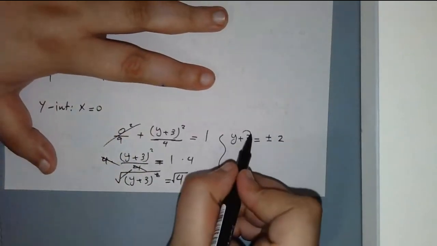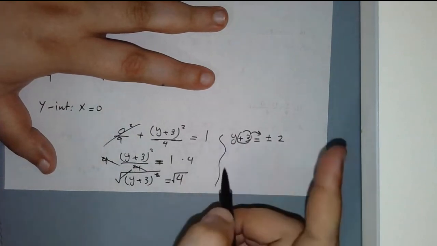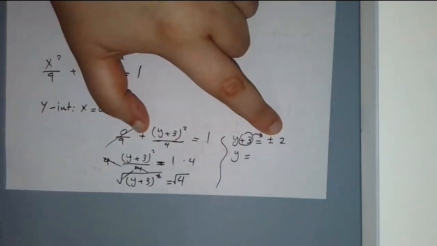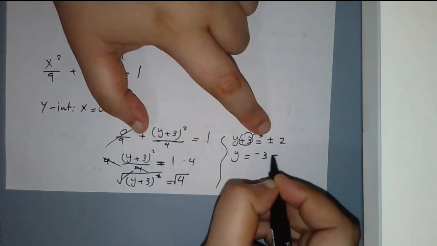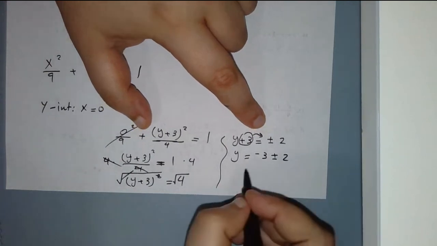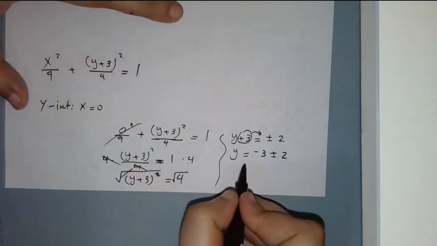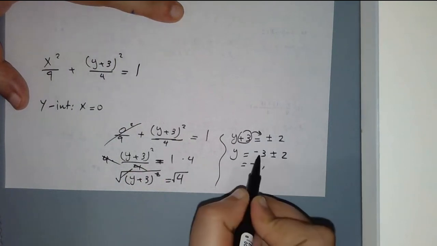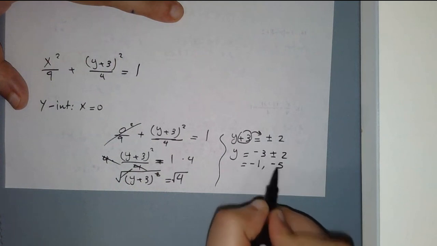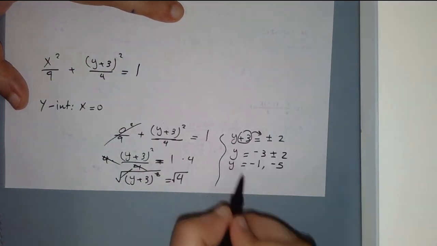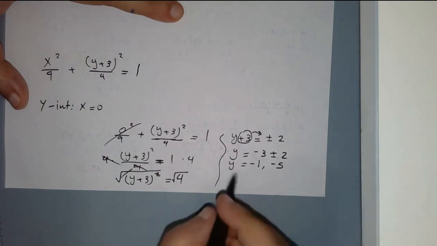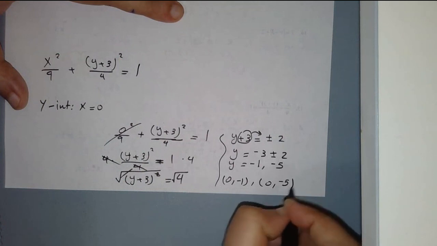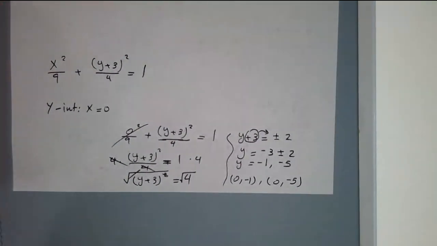Yeah? Now moving this 3 right here turns it negative. So y equals what? Negative 3 plus or minus 2. Right? Which basically is what? If it's negative 3 plus 2, it gives you negative 1. And if it's negative 3 minus 2, it gives you negative 5. Those are my y values. But you need to give me the points. So it's 0, negative 1, and 0, negative 5. Those are my y-intercepts.